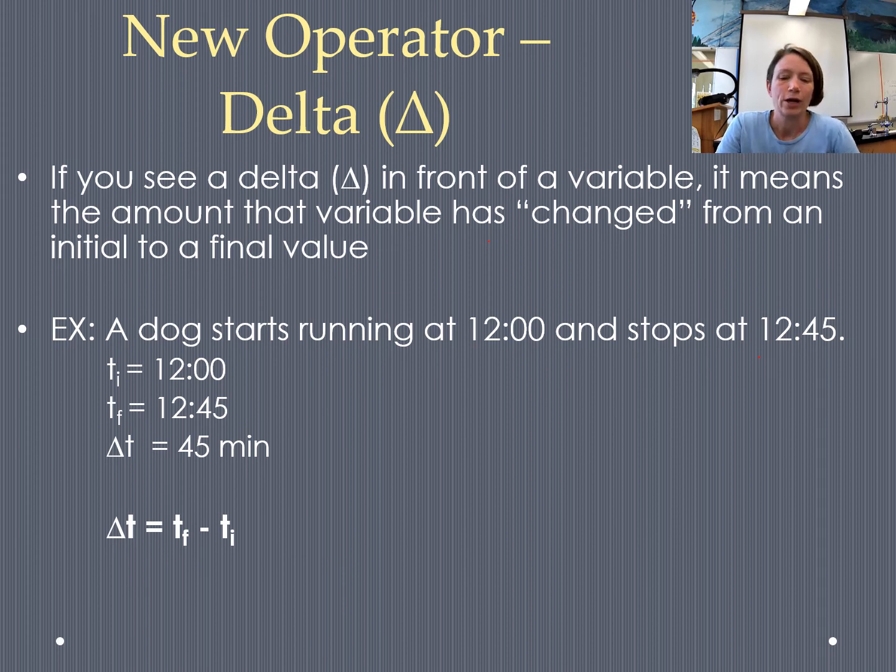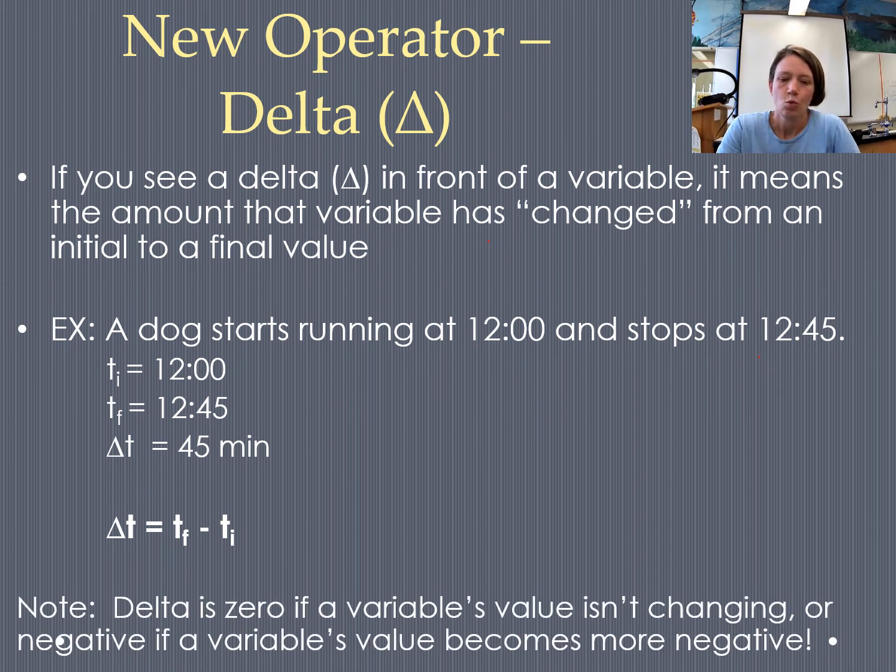There is a little equation you can use. Most of us just think logically about how much something is changing, but if you like to have a procedure to calculate change, it's going to be the final of whatever minus the initial. So in this case, your final time is 12:45, subtract your initial time, which was 12 o'clock, and you're left with your 45 minutes.